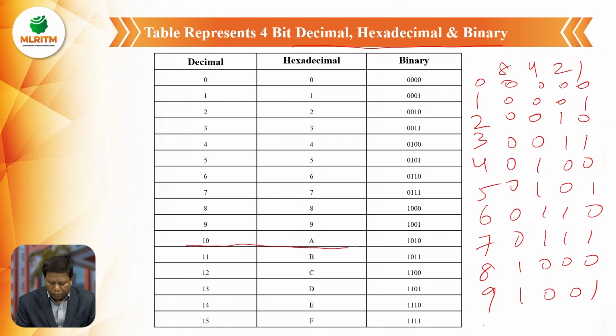10. Here you can observe the value 10. In hexadecimal, it is represented as A, and 1010 is represented in binary. 11 is represented in hexadecimal as B, and 1011 is represented in binary. 12 in hexadecimal is C, binary 1100. 13 in hexadecimal is D, and 1101 is the binary number. 14 in hexadecimal is represented as E, and 1110 is represented in binary. 15 in hexadecimal can be written as F, and 1111 is represented in binary.